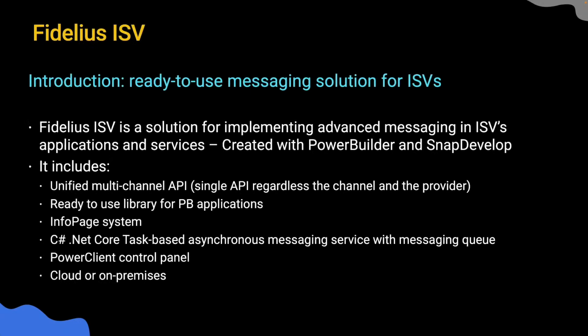Fidelius ISV is a solution for implementing advanced messaging in ISV's applications and services. Created with PowerBuilder and SnapDevelop, it includes a unified multi-channel API, so a single API regardless of the channel and the provider. A ready-to-use PowerBuilder library for PowerBuilder applications. An info page system. A C# .NET Core task-based asynchronous messaging service with messaging queue. A Power Client control panel. Can be cloud or on-premises.